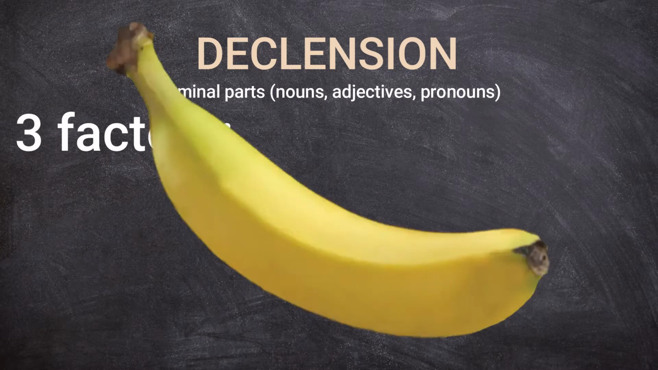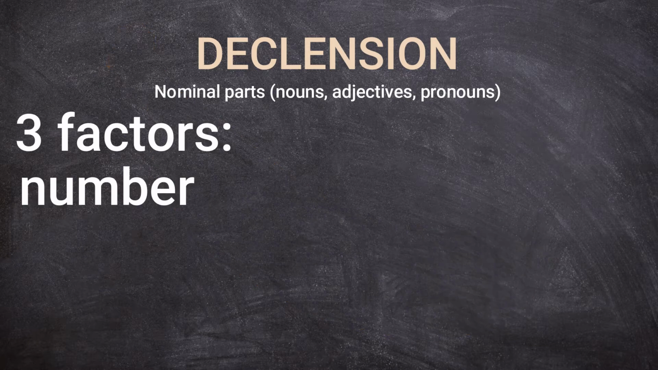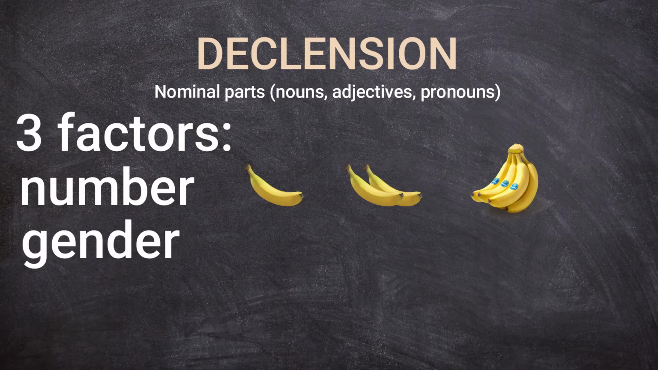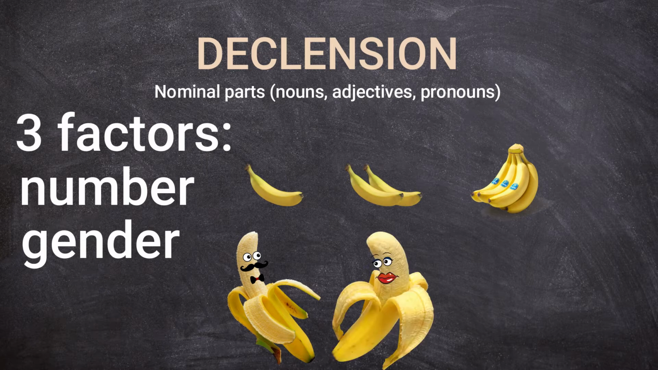Banana. The three factors are number: do we have one banana, two bananas or lots of bananas? Gender: is this banana a male or a female? Or maybe, like most normal bananas, it has no gender? Or case: what kind of function does this banana have in the sentence?